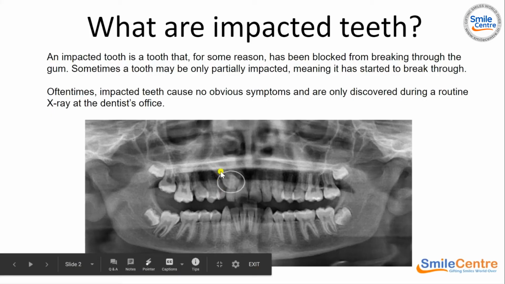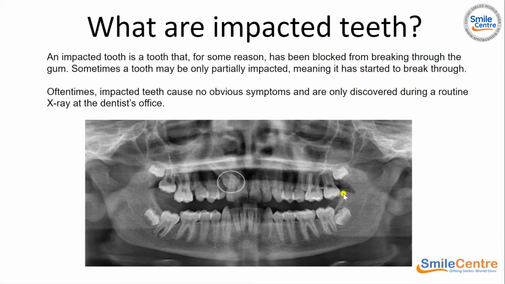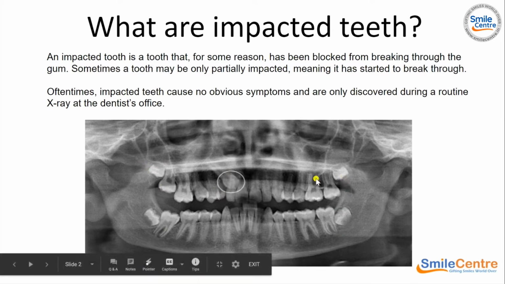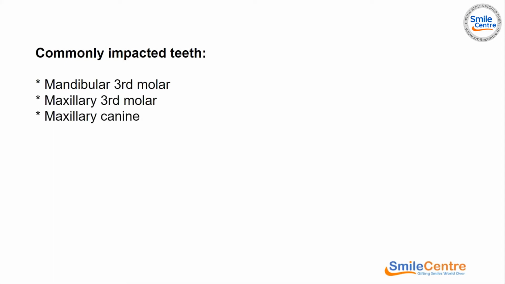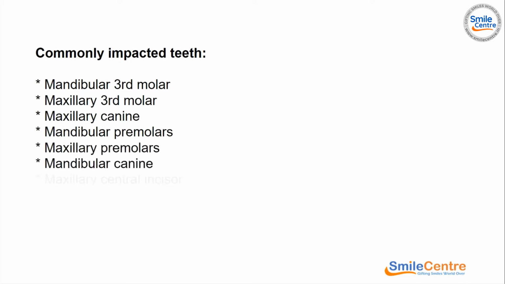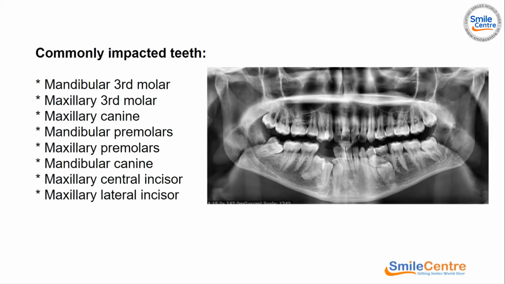Now in this particular x-ray you can see there are five teeth which are impacted. One is the canine tooth out here, and then you can also see all the 4 wisdom teeth which are impacted. So now which are the commonly impacted teeth? The commonly impacted teeth are the mandibular third molar, the maxillary third molar, the maxillary canine, the mandibular premolars, maxillary premolars, mandibular canine, maxillary central incisor, maxillary lateral incisor. These are the commonly impacted teeth.